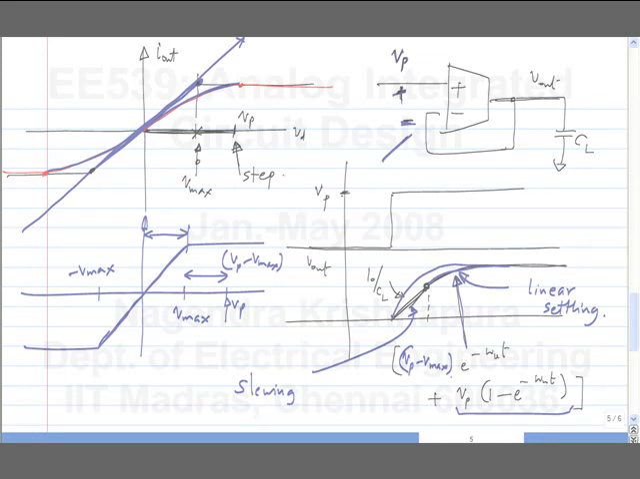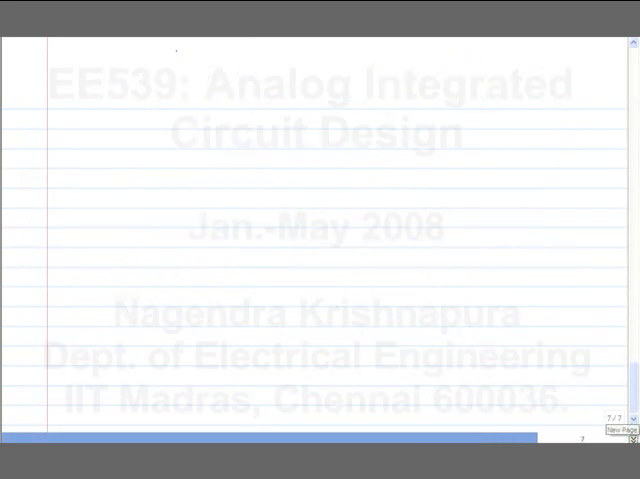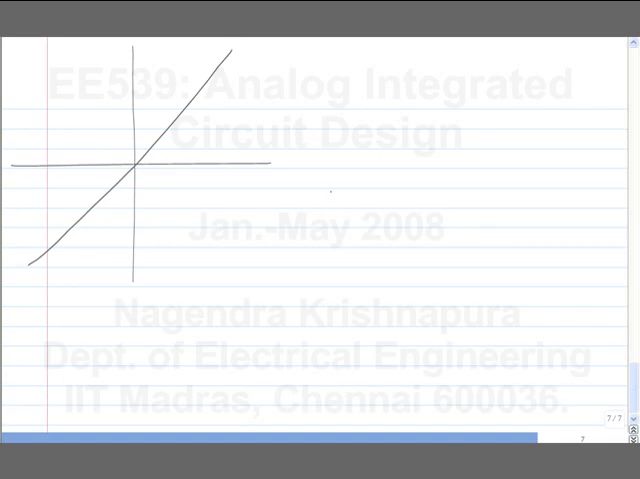So let's say I have three cases. One is a voltage controlled current source with no limitation. This is I out versus Vd of my differential pair. So this is the extreme ideal case where I don't have any limitation at all. The slope of this is Gm 1.